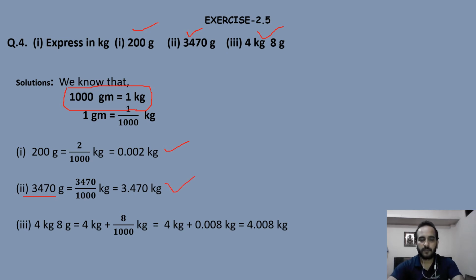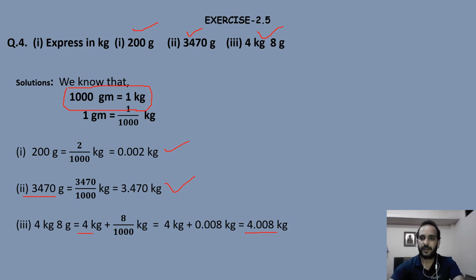So 4 kg we have separated, that is already in kilogram, and plus 8 upon 1000 here. So 8 gram got converted into kg by multiplying with 1 upon 1000. So 8 times 1 upon 1000 becomes 8 upon 1000 kg here. And now we have 4 kg plus 0.008 kg. So we have added it, and the answer is 4.008 kilogram.